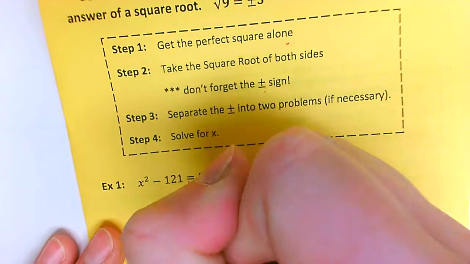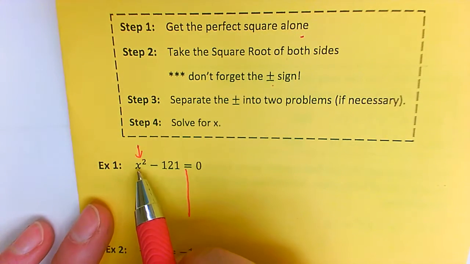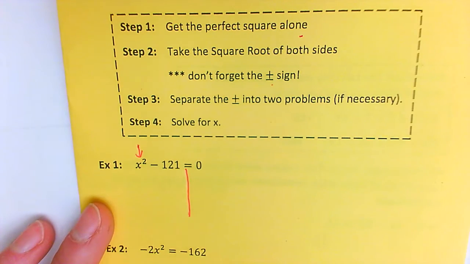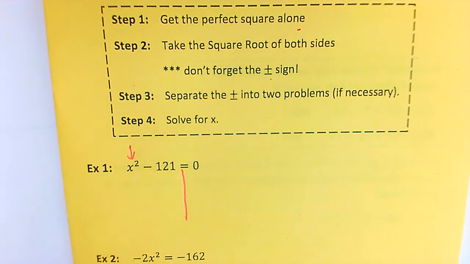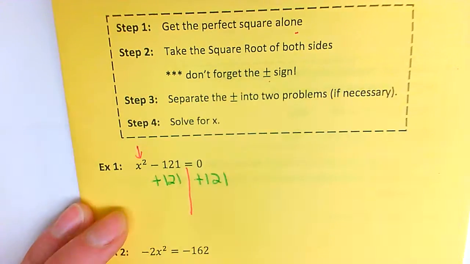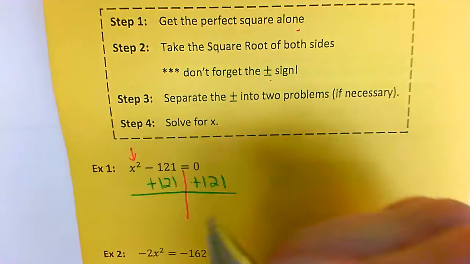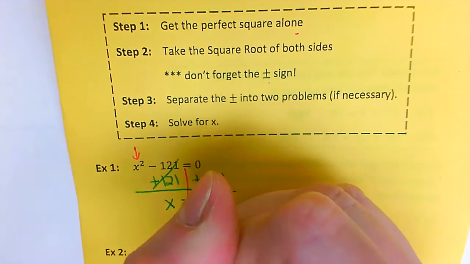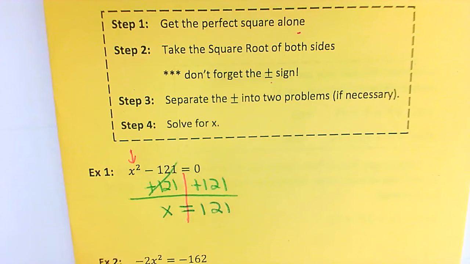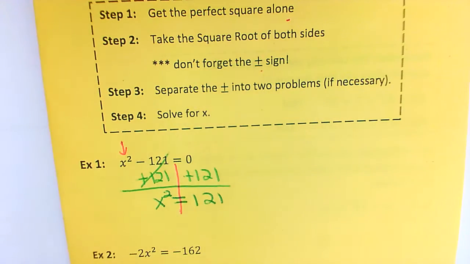So example number 1. First thing I need to do is get that perfect square alone. So I'm talking about the letter being squared. Now I've got to get rid of a negative 121. The opposite would be to add it to each side. So plus 121 to each side of that problem. Whenever I do that, it's going to cancel out on the left and give me x, I'm sorry, x squared, is equal to a positive 121, because it still has the exponent 2 right there.